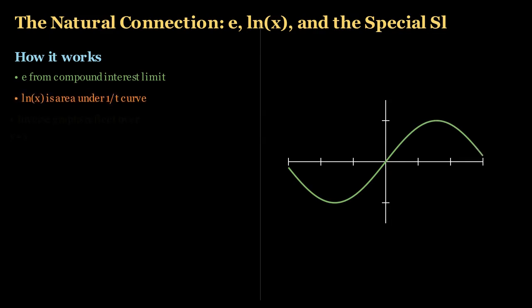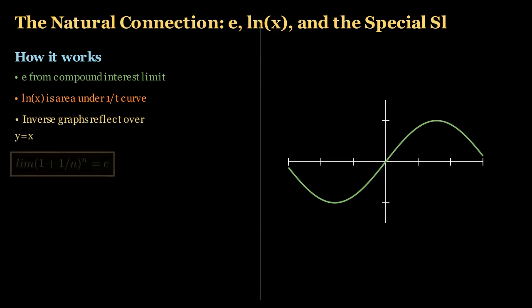That limit is e. The natural log, ln of x, can be thought of as the area under the curve 1 over t from 1 to x. And because e to the x and ln of x are inverses, their graphs are mirror images across the line y equals x. Pick a point on the e to the x curve, swap its coordinates, and you land on the ln curve. Let's solve a real problem.